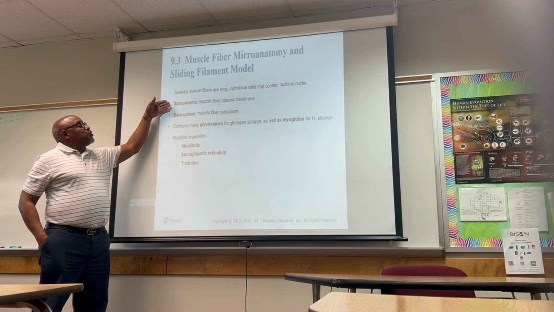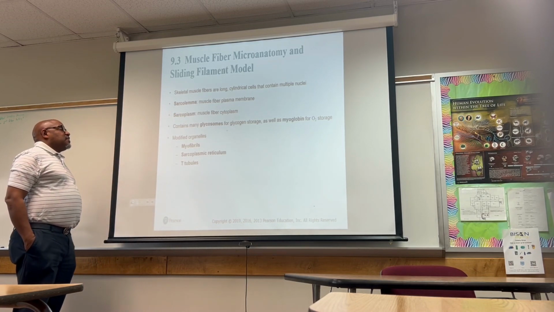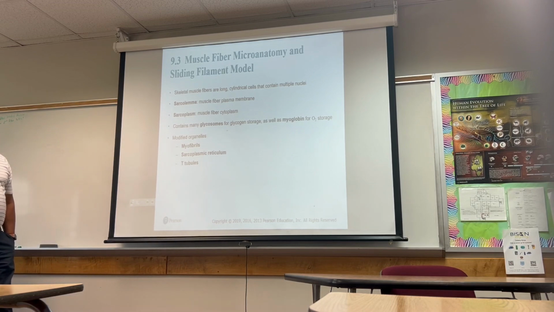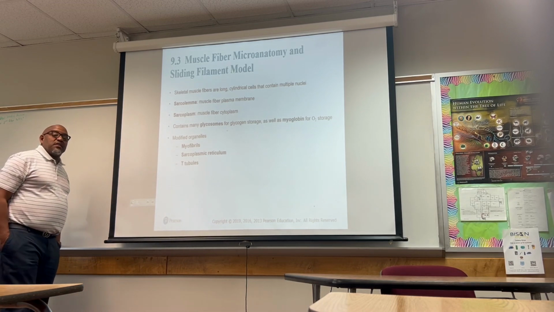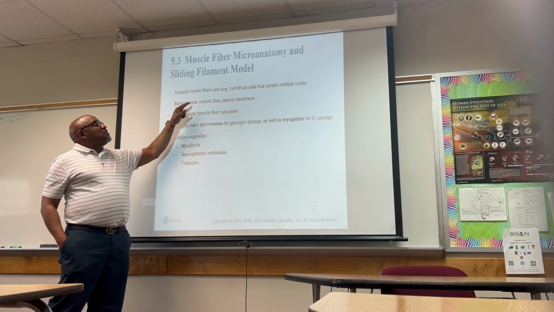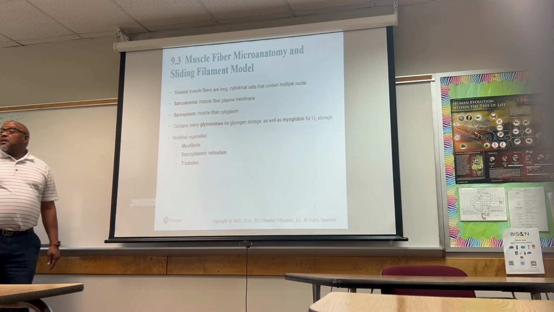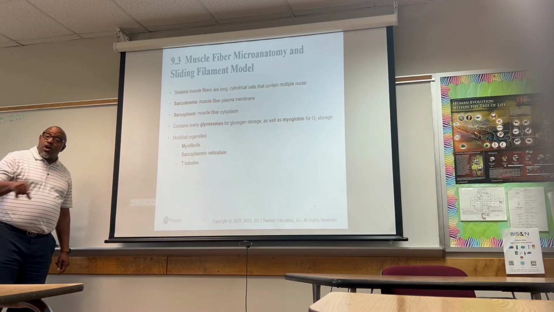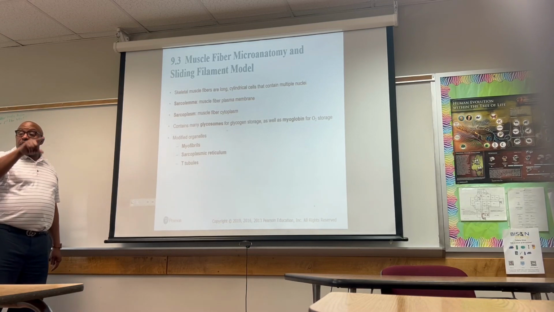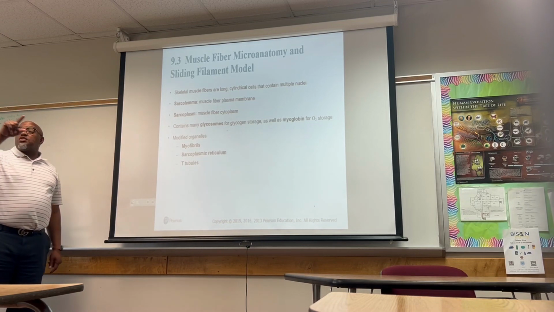Now, some words to understand and know. Sarcolemma, sarcoplasm. Whenever you hear sarco, that relates to muscle. Sarcolemma is the muscle cell or muscle fiber plasma membrane. If you think about the plasma membrane of a cell, remember all cells have boundaries around them. A muscle cell has a boundary around it. We just don't call it a plasma membrane, we call it a sarcolemma.